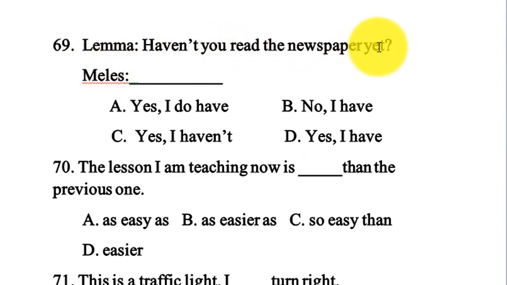Haven't you read the newspaper yet? This kind of question is a surprise question, an emphasis question, or a question where the person who prepares or asks the question has background information before he or she designs the question.